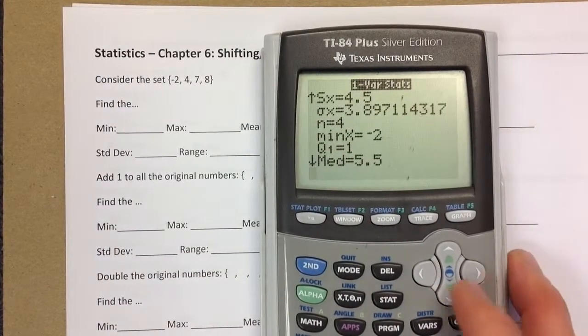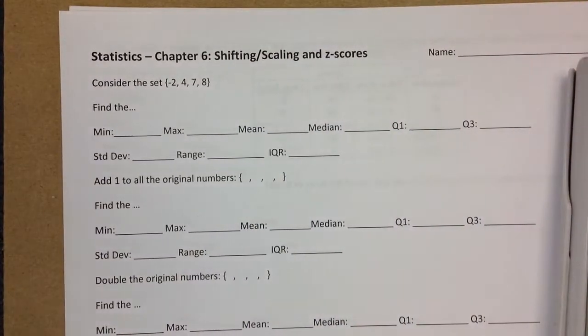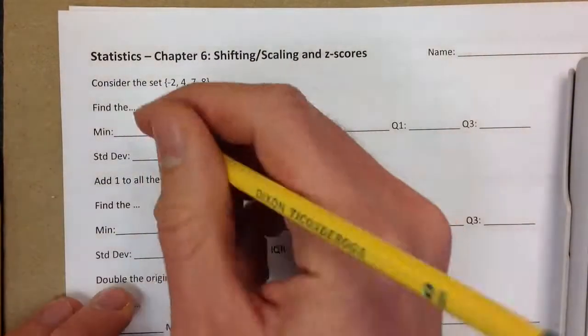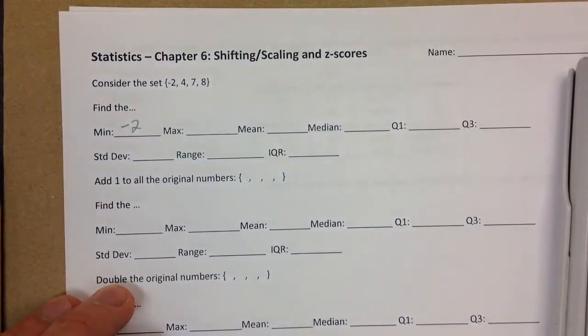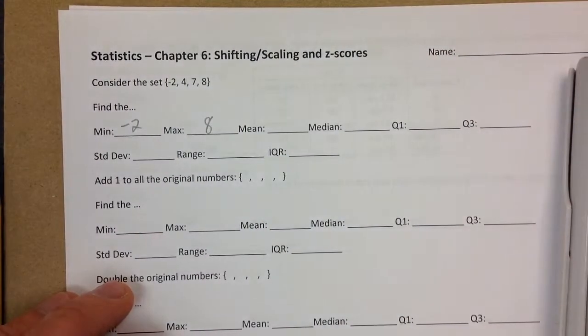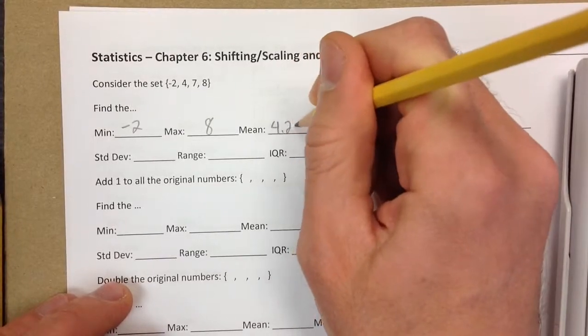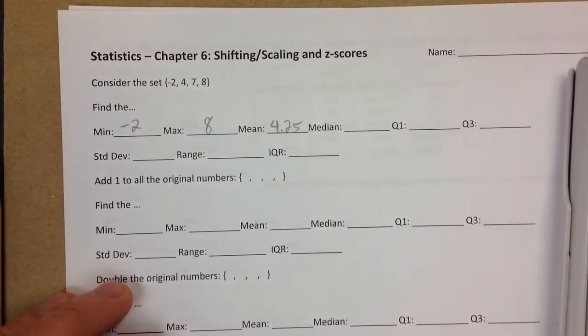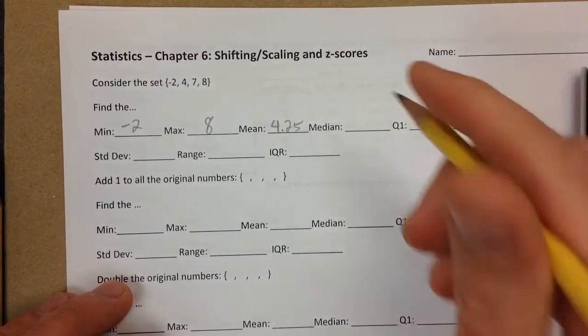And Unwan, what is the minimum of this set? -2. And Justin, the maximum? 8. Savag, the mean? 4.25. Jeffrey, the median? 5.5.